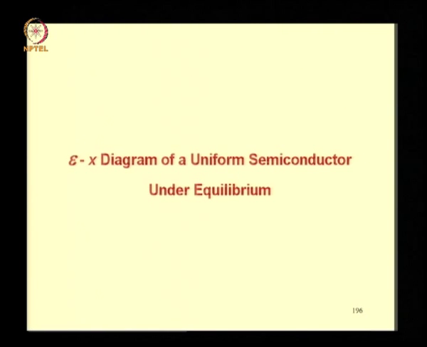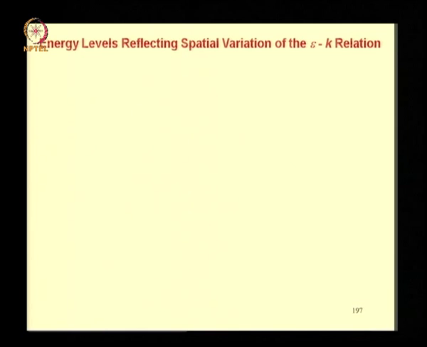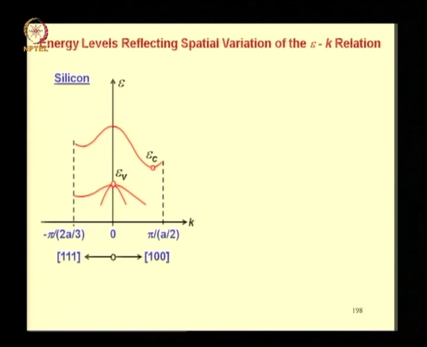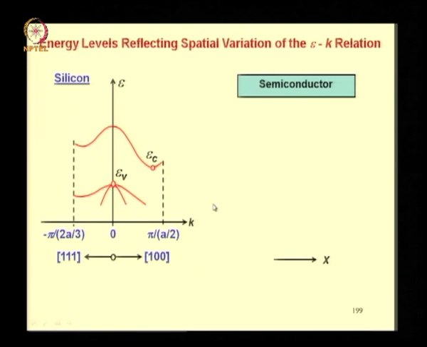Let us begin with the EX diagram of a uniform semiconductor under equilibrium. So first we talk about the energy levels reflecting spatial variation of the EK relation. Here is the EK relation with the critical energies, namely EC and EV. We want to plot EC and EV as a function of x in the semiconductor.